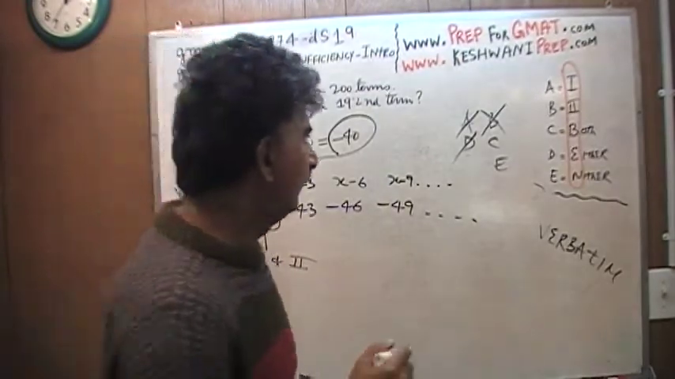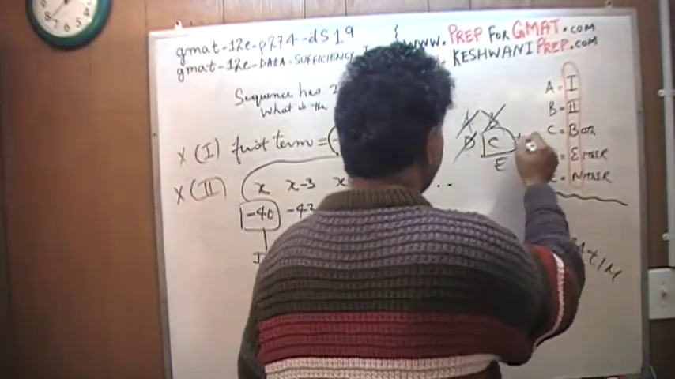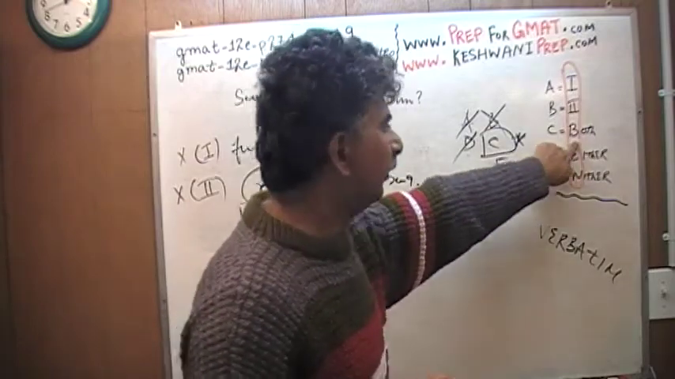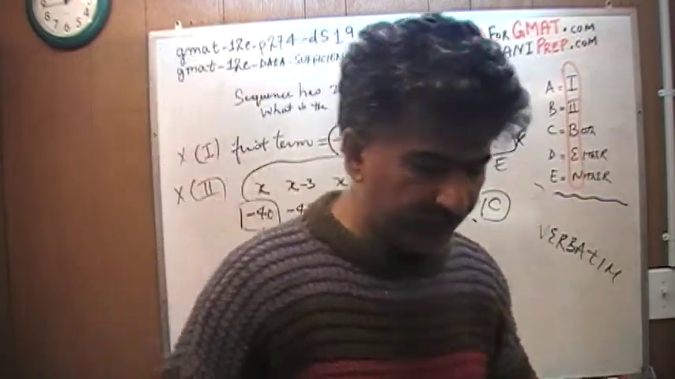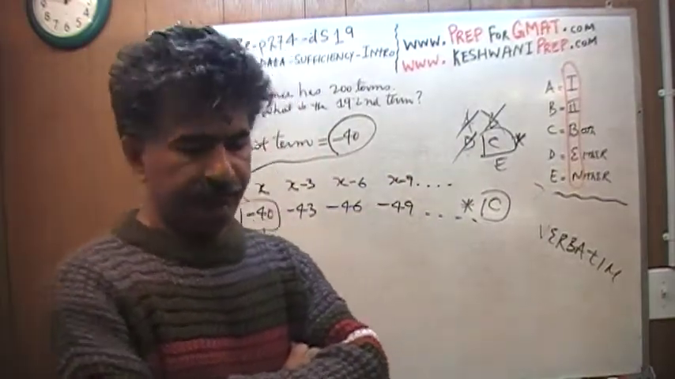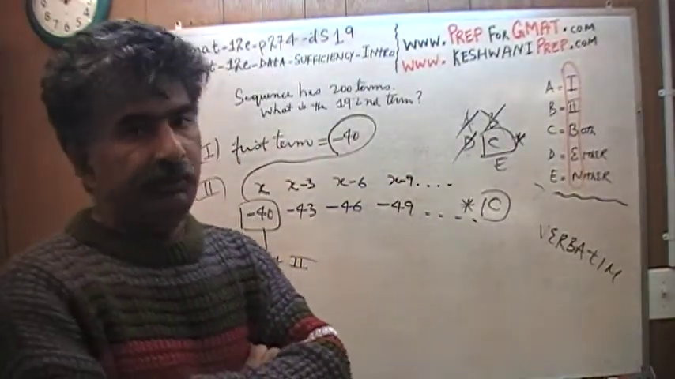Therefore, the answer here is C. The answer is C, which stands for both. You need the information from both the statements to answer the question. But it can be answered. And that's all. We don't actually have to do it out.